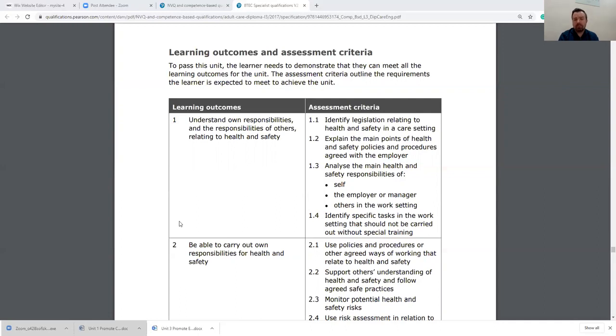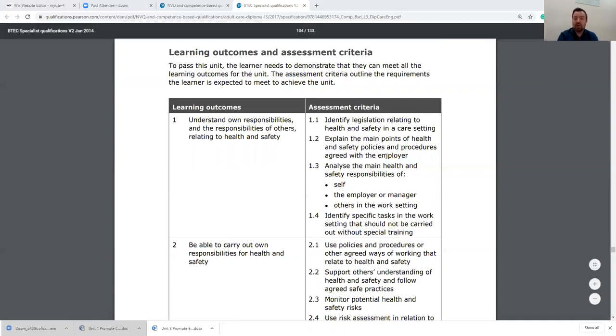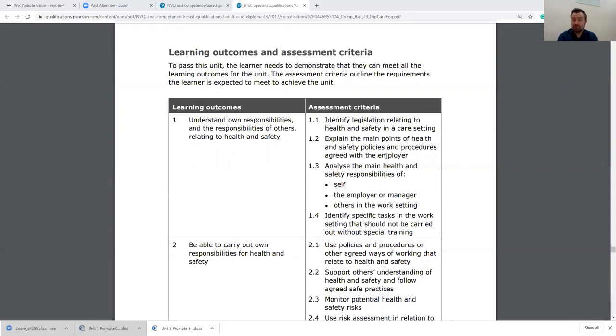The next one, 1.2, wants you to explain the main points here of health and safety policies and procedures. So again, we have our policies and procedures online where you can go and have a look at them, and they're going to be in your staff handbook. Ideally, the main points of the health and safety policy and procedures are that you work in a safe environment and that you have a duty of care to record and report anything that you see that may be dangerous or put yourself or others in harm's way.